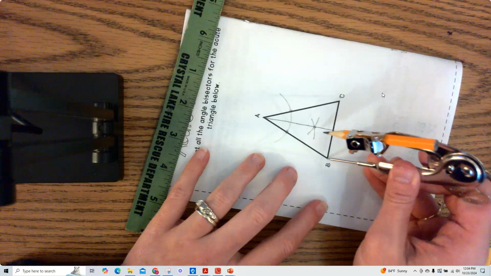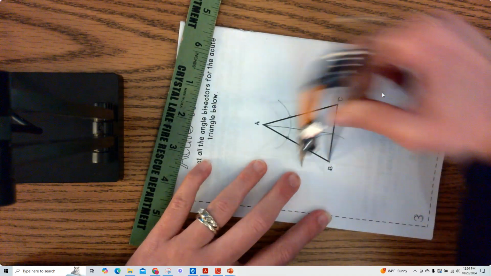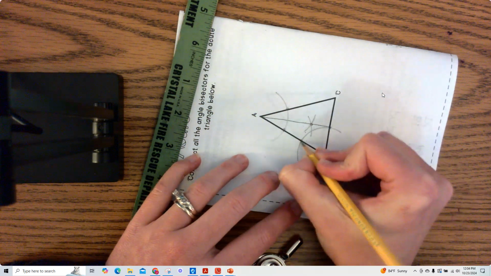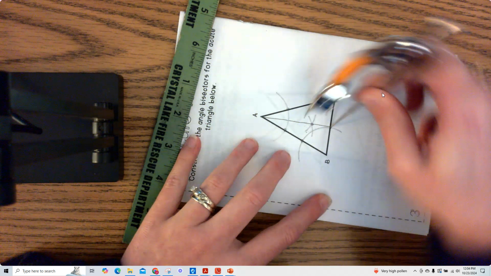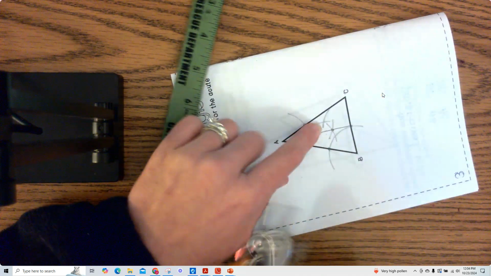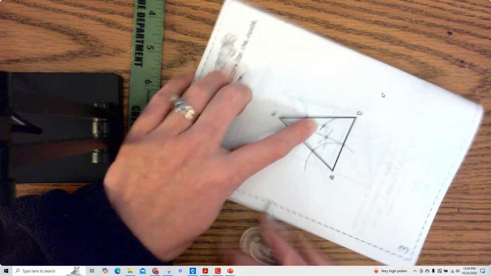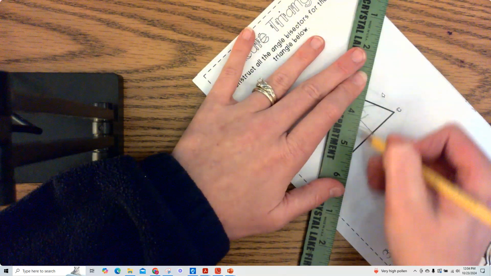Okay, then we go to the next one, angle B. Put the point on angle B. Make an arc. Where that arc crosses, that's where my compass goes next. So there and there. So there's my new intersection. Again, kind of keep track. If you need to mark things out so you don't use them again, you do whatever makes it easier for you.